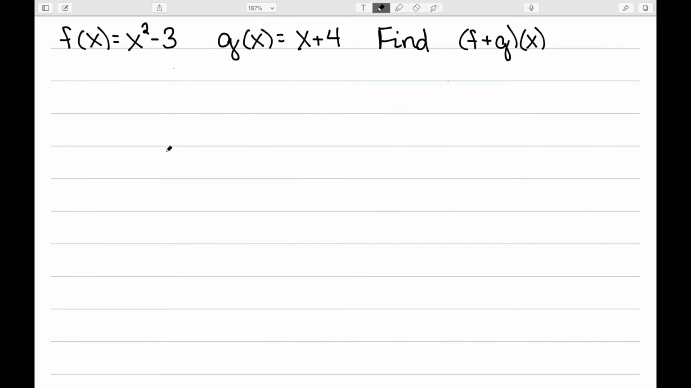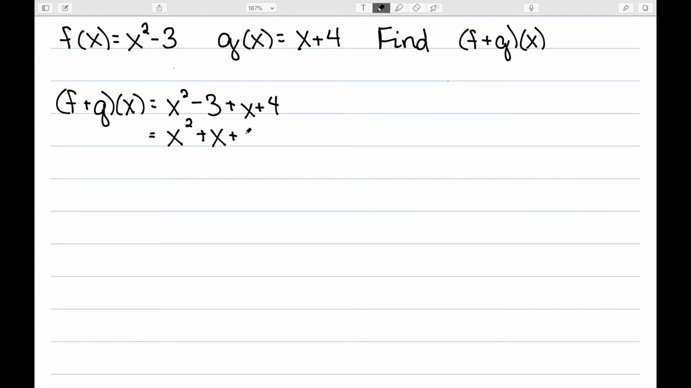Here I have two functions, f of x equal to x squared minus 3 and g of x equal to x plus 4, and I want to find f plus g of x. In order to do this, I just take these two functions and add them. I have f of x is x squared minus 3 and g of x is x plus 4. And then we can add them to get x squared plus x plus 1. So I have my function.